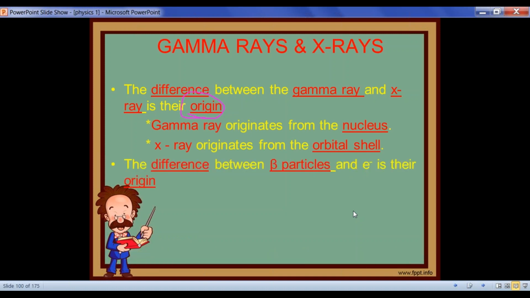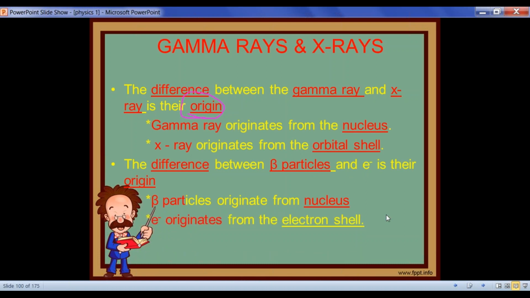The difference naman between beta particles and electrons is also their origin. So beta particles come from the nucleus, just like the gamma, while electrons come from the shell. Okay, so basta kung may question of difference between the X-rays and gamma rays, difference between beta particles and electrons, the answer is origin.